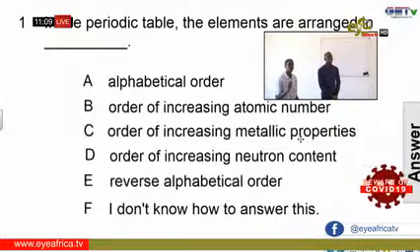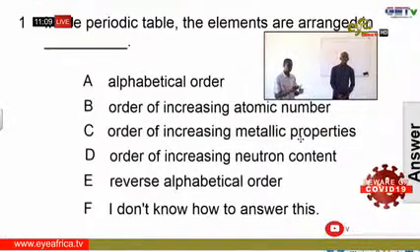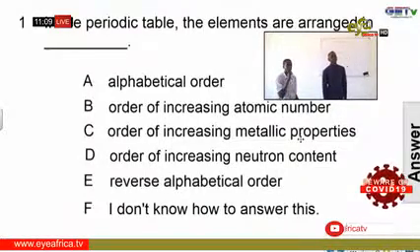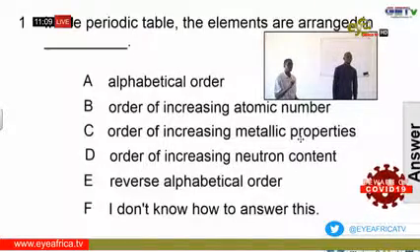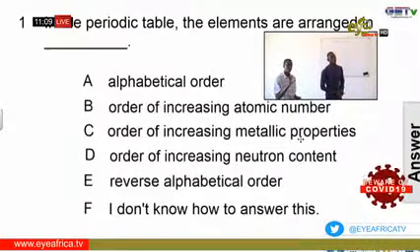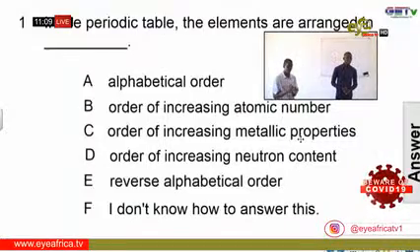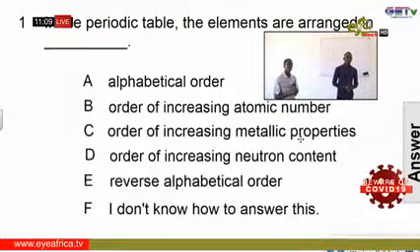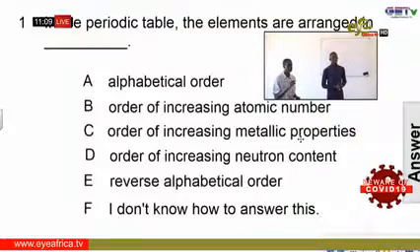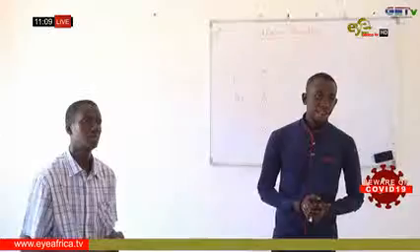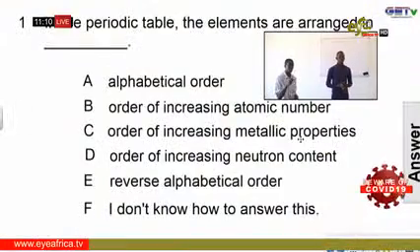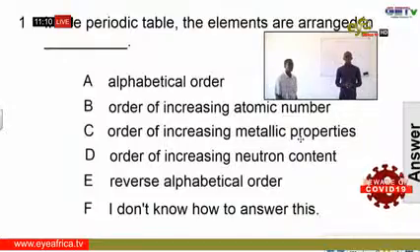The one reads, in the periodic table, the elements are arranged in dash. A, alphabetical order. B, order of increase in atomic number. C, order of increase in metallic properties. D, order of increase in neutron content. E, reverse alphabetical order. And F, I don't know how to answer this question. Now when we look at these options, from letter A to F, we realize that B is the correct option, and that is order of increasing atomic number.